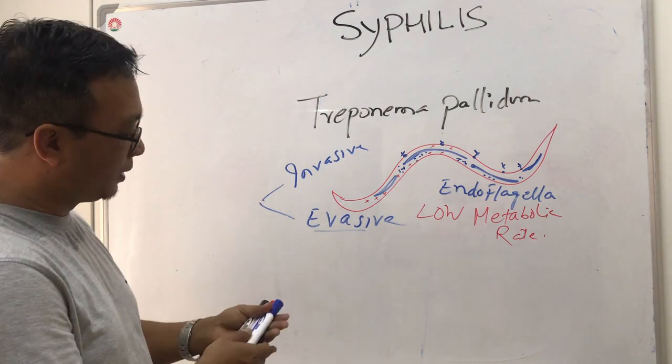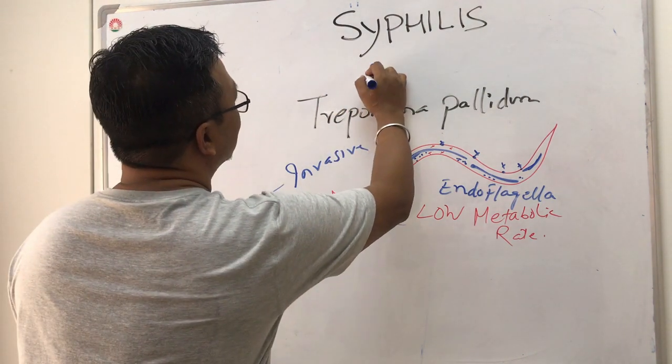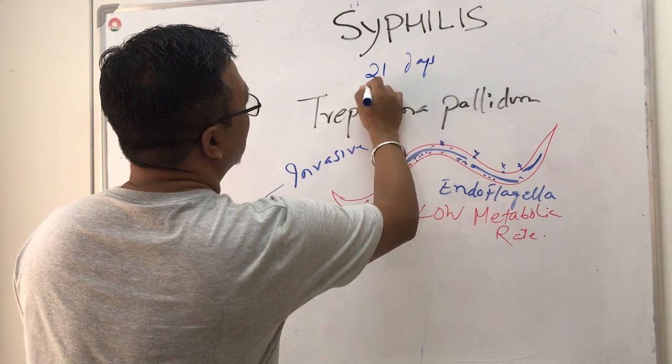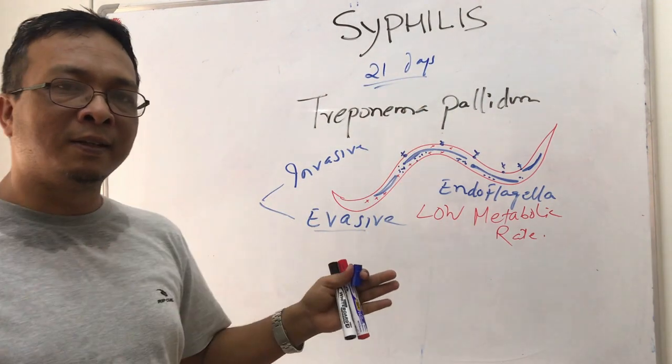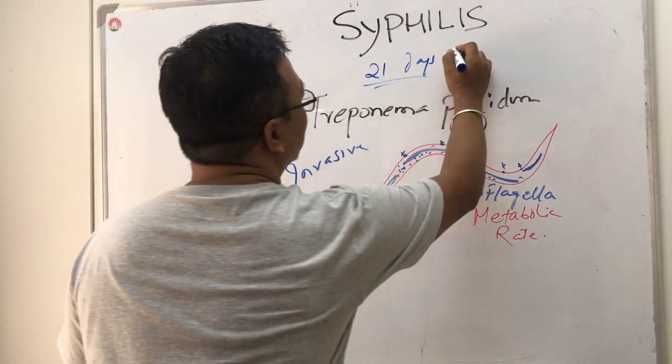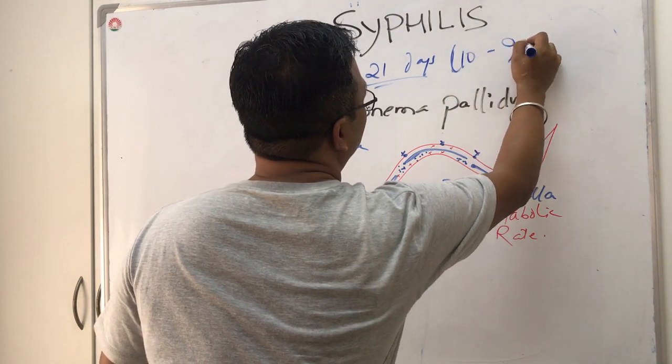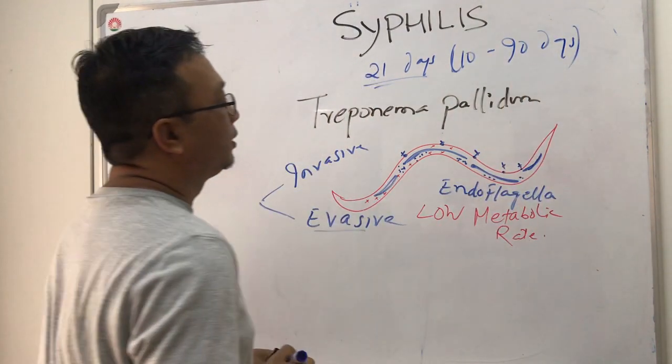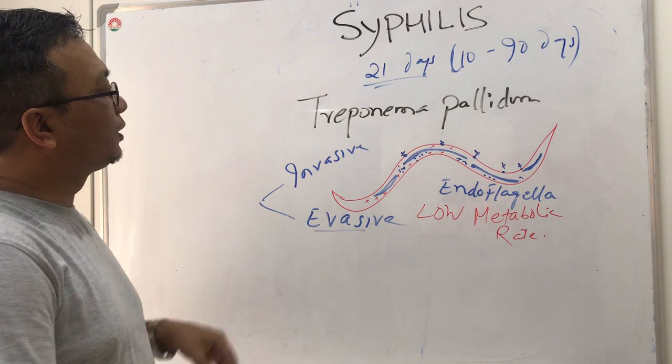The incubation period is, though it is 21 days on average, a variable range. It goes from 10 to 90 days. So that is about the bacteria.